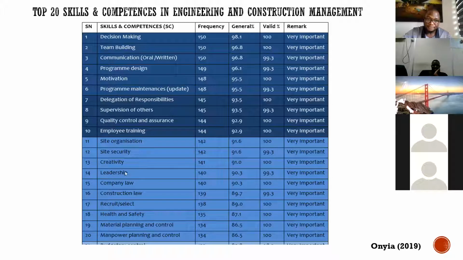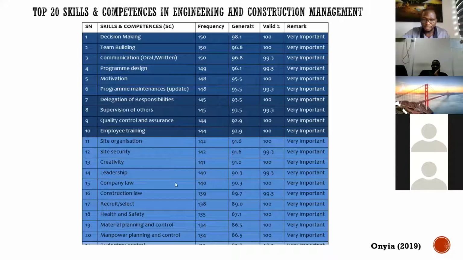But I was concerned by the position of these 2 skills, creativity and leadership. But whatever the case, there is an element of leadership in all this. So maybe that might be what informed the decision of these engineers. There is an element of leadership in every one of these things, and there is an element of creativity in every one of them. So we'll look at them individually as we go into the skills.